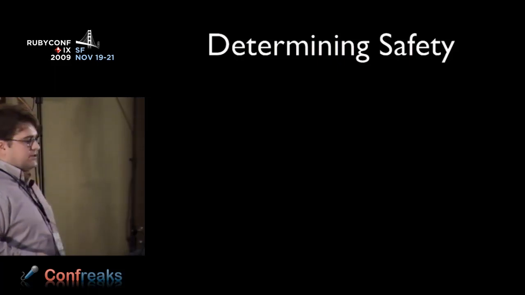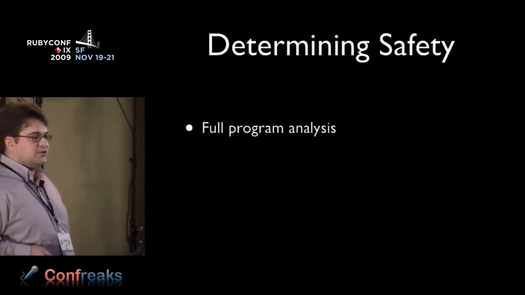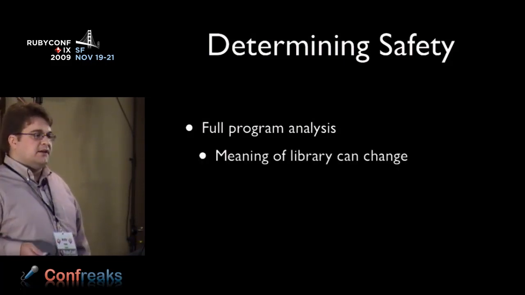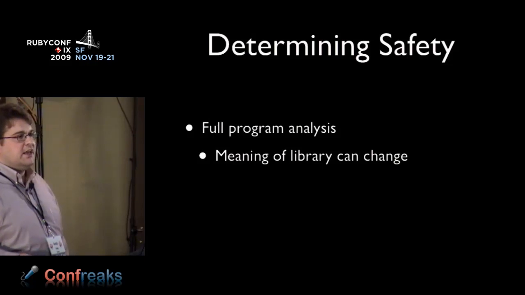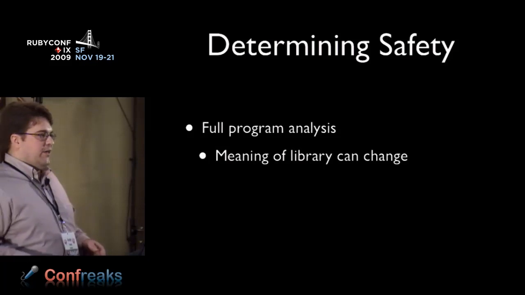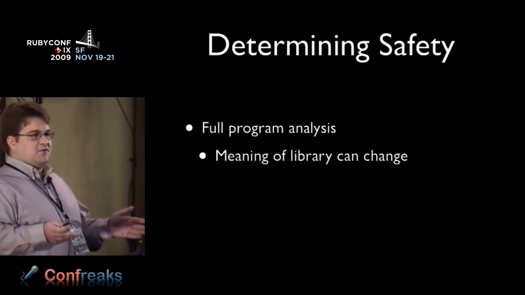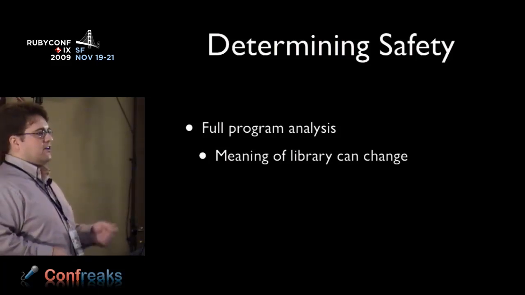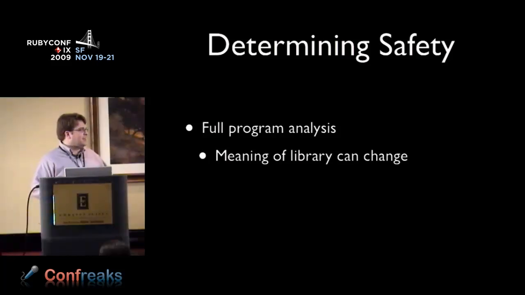So to determine safety, right now we've restricted ourselves to full program analysis. And part of the reason why we stick to full program analysis is that the meaning of libraries can change. If we think about writing a factorial function that uses multiply, then the value that comes out of it when we give it 5 should be 120 if we have a standard multiply. And so I could go ahead and say, well, factorial 5 is 120. But if someone includes a library before that call that redefines my multiply, now the value of that factorial changes. And so I really need to have the whole program.